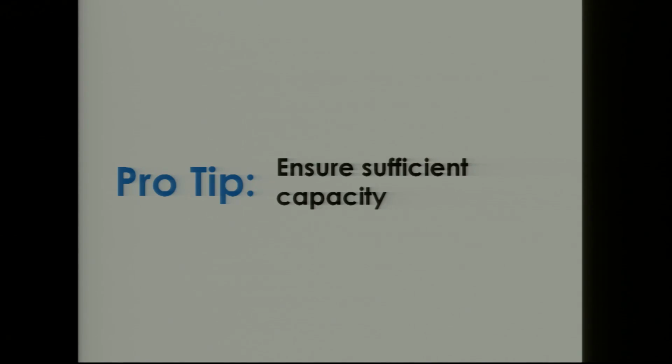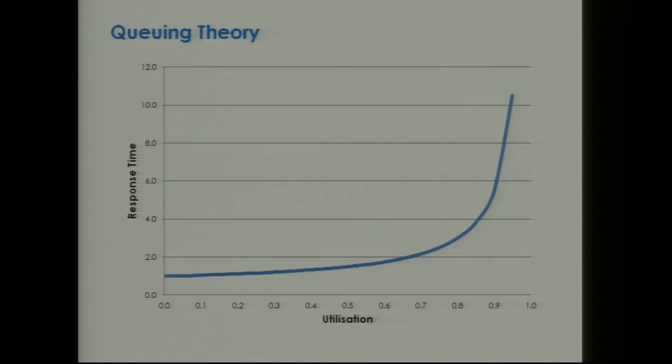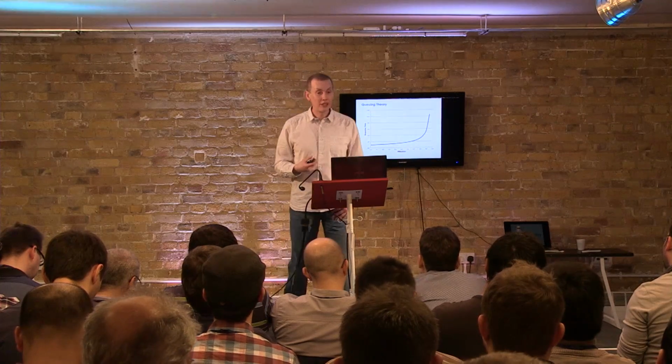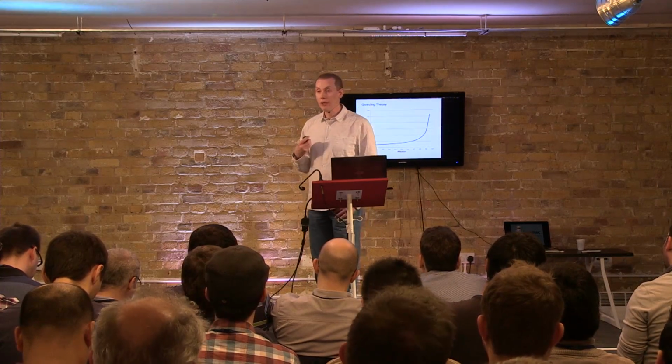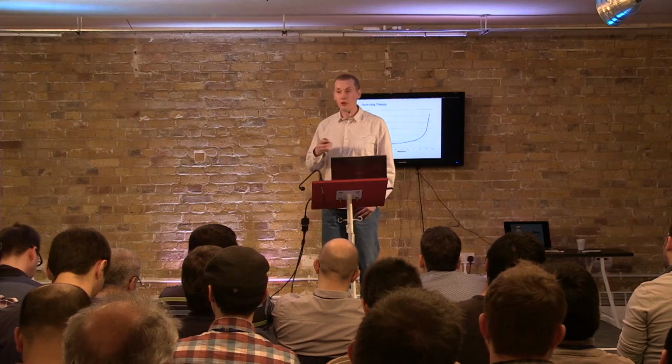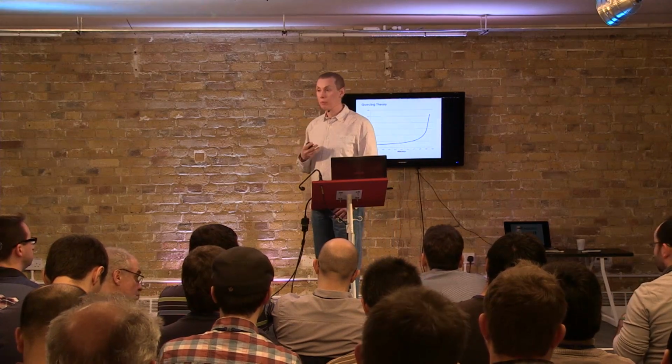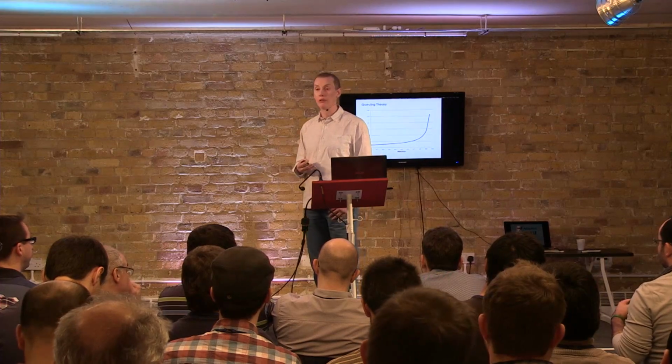So, pro tip here: if you want a system to be responsive, make sure you have sufficient capacity. Make sure your utilization levels are not going too high. Because if you go back to this, right up until 60% utilization, it's only going to be twice as unresponsive as in your best case. At 80%, you're going to about 3 times it, but it starts getting really, really bad after that. So beyond 80%, things are very, very bad for most systems.